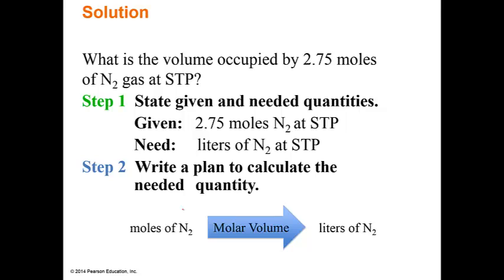So what is the volume occupied by 2.75 moles of nitrogen N2 gas at STP? Well, what's given? 2.75 moles of nitrogen at STP. What's needed? Liters. Well, what do we already know? 1 mole equals how many liters? I'm waiting for an answer. 22.4. Very good job, Bob. Great answer. Yes, 22.4 liters, that is 1 mole.